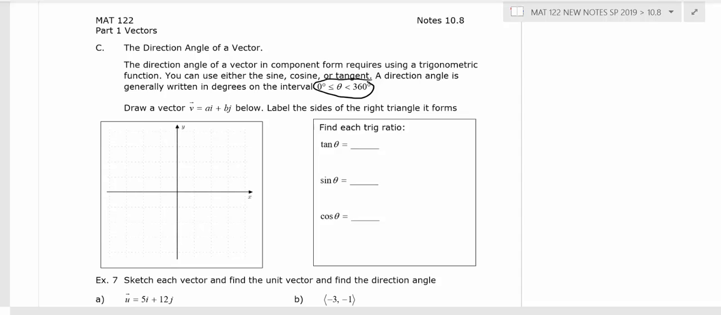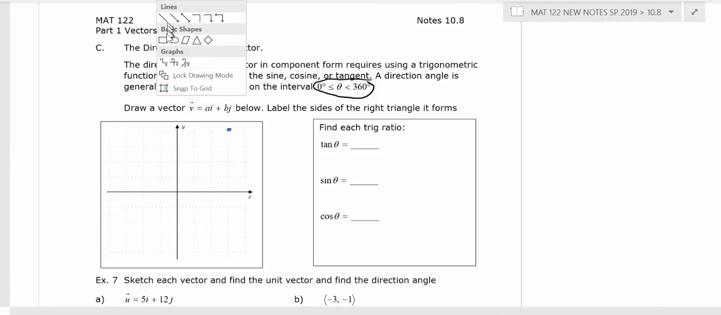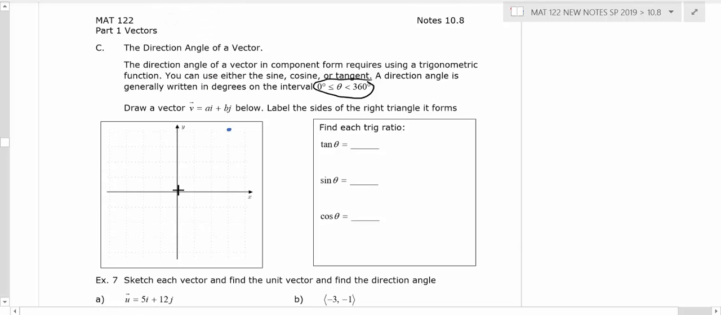But what I'm going to do on these problems is just give a positive angle. Okay, so let me show you what happens on this. Let's just randomly put a dot out here and draw a generic vector. Okay, like that. So this is my vector. My vector v is ai plus bj.